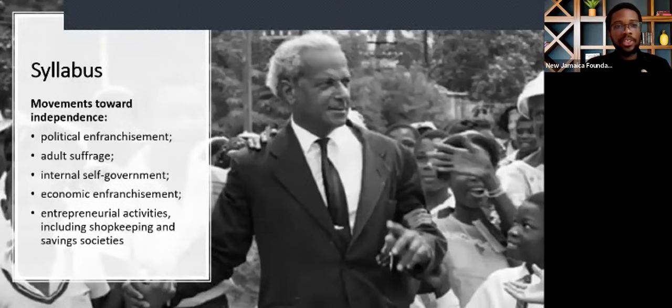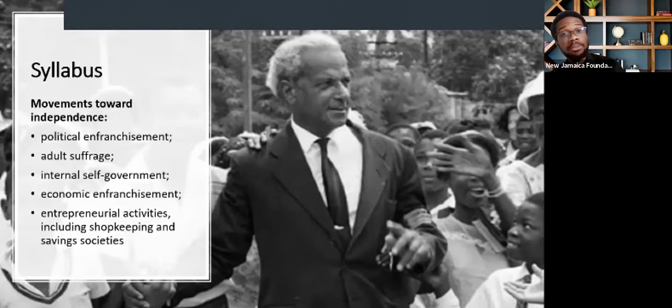So this syllabus topic, Movement Towards Independence, covers political enfranchisement, adult suffrage, internal self-government, economic enfranchisement, and entrepreneurial activities, including shopkeeping and saving societies. It's important to know that your syllabus is your anchor. So that document that you will see, or the book that you will have, will guide you as to how best to go about preparing for these examinations. So this is what it says in the syllabus.